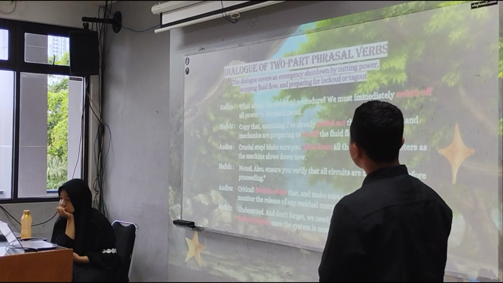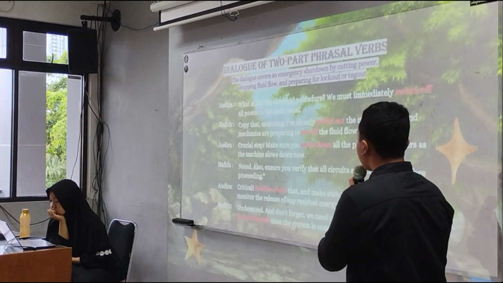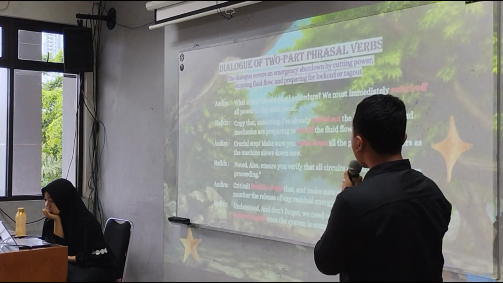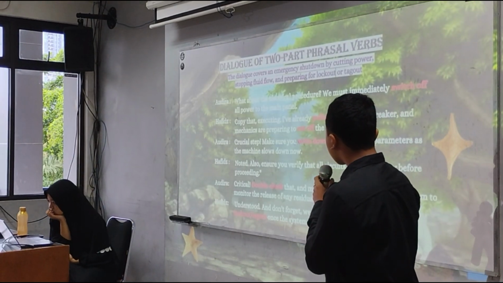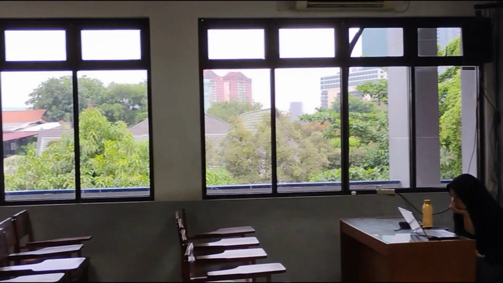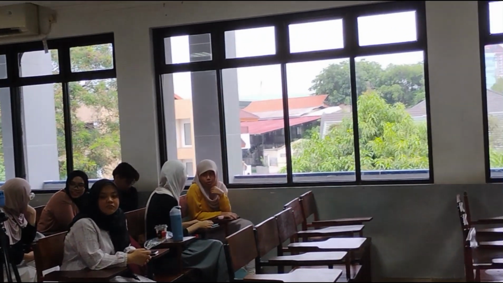We must immediately switch off all power to the main fan. Copy that. I have already turned off the main breaker and mechanics are preparing to cut off the fuel flow. Crucial step. Make sure you write down all the basic parameters as the machine slows down. And also ensure you confirm that all gauges read zero energy before proceeding. Critical. Double check that and make sure you also call the supervisor to monitor the release of any residual energy.